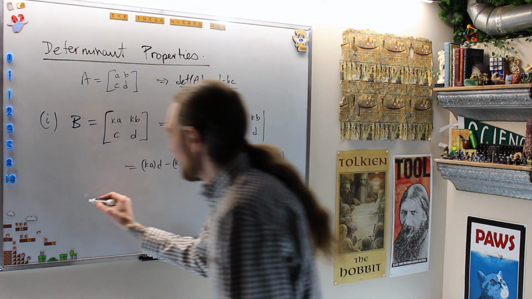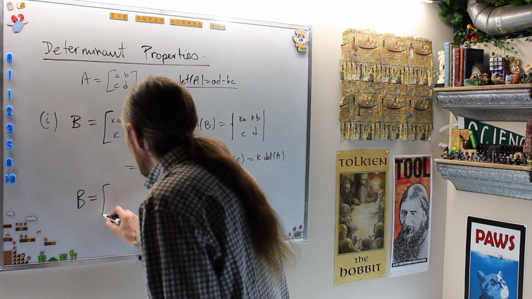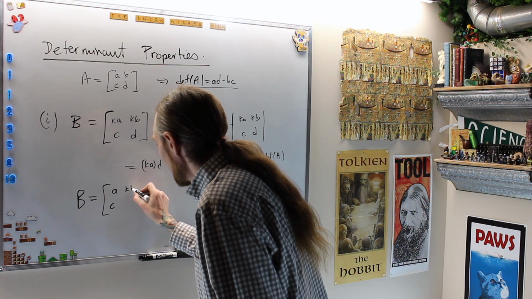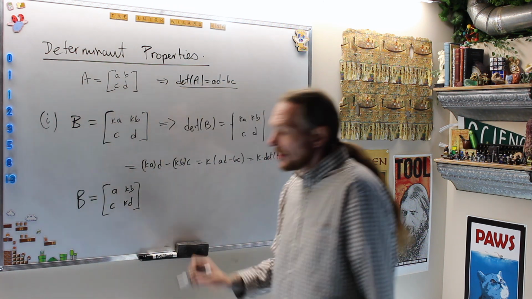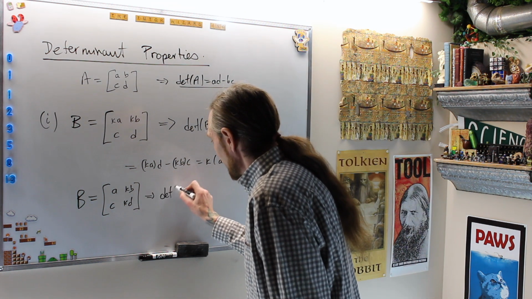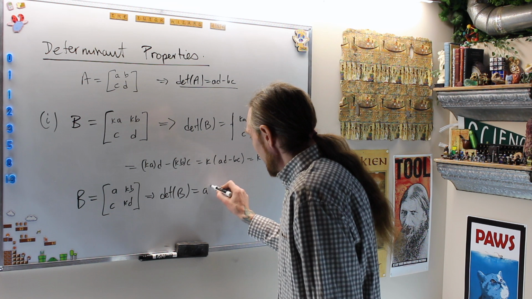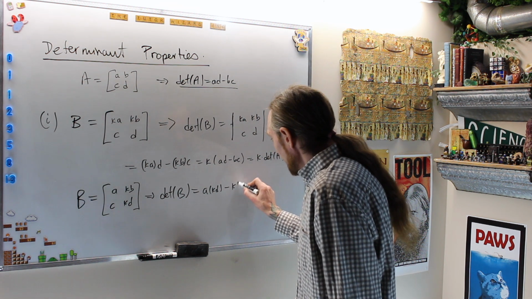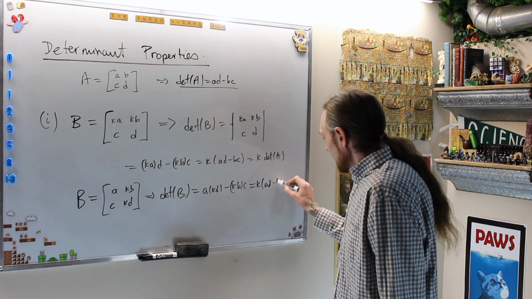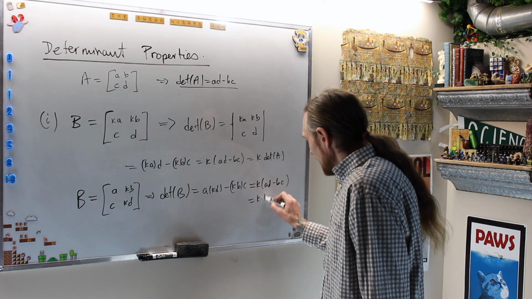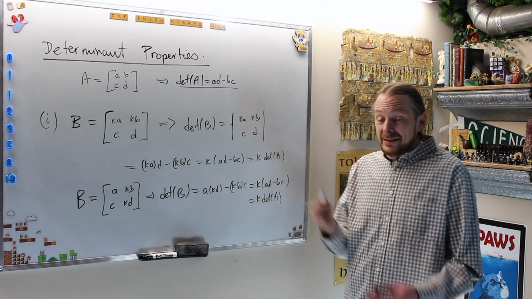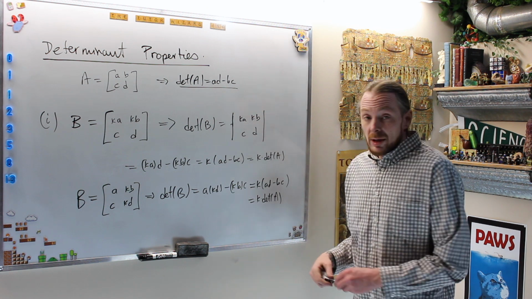If I multiply a column, what if B is obtained by multiplying column 2 by K? Then I would have A, KB, C, KD. That says the determinant of B is equal to A times KD minus KB times C, which is equal to K times (AD minus BC), which is K times the determinant of A. So if you multiply a row or a column by a constant, the determinant is K times that number.